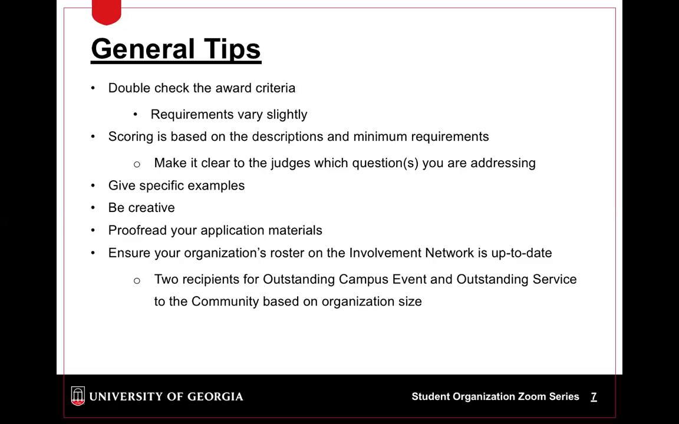Make sure you're proofreading your application materials. And then you're also going to want to make sure that your organization's information on the involvement network is up to date, because for some of the awards, there are more than one recipients. And for those, it's based on the size of your organization.